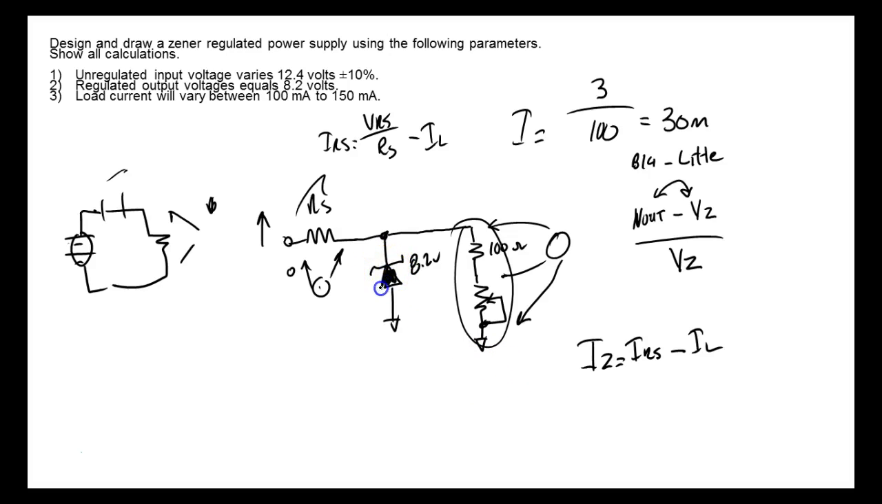So if you put a Zener diode in a circuit forward bias, what does it act like? And if you operate it below its breakover voltage, what does it act like?